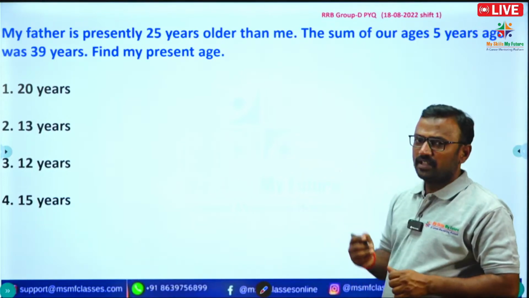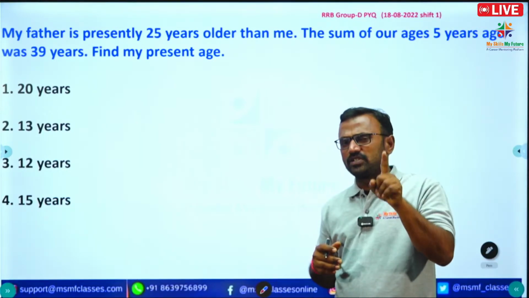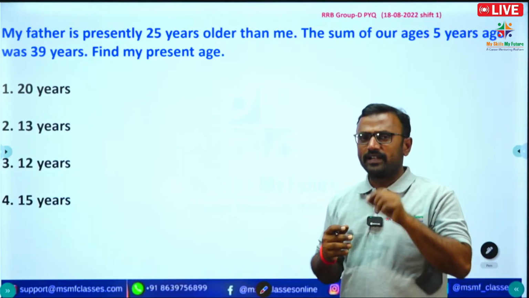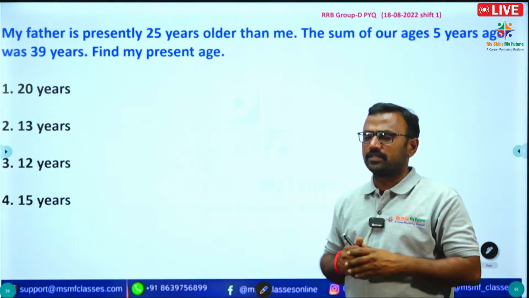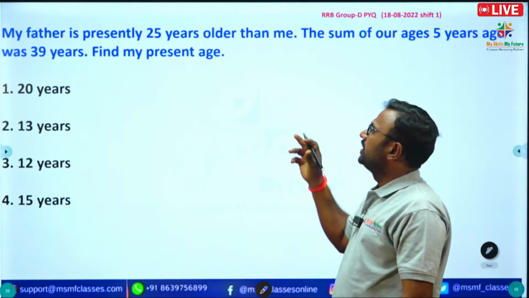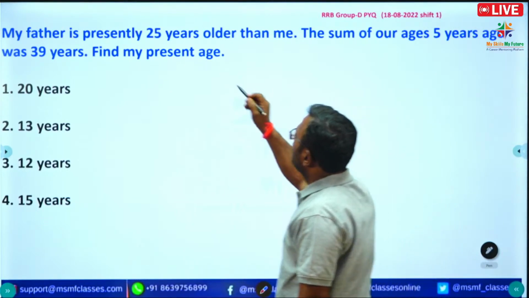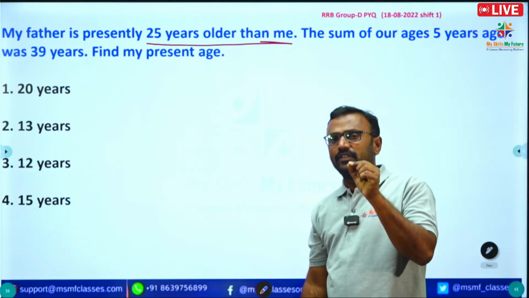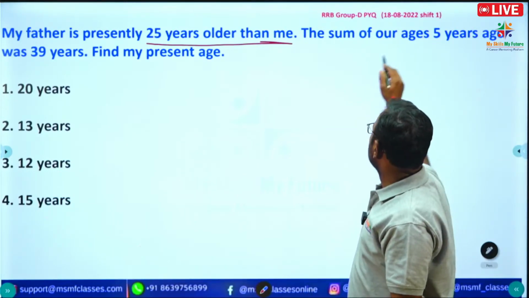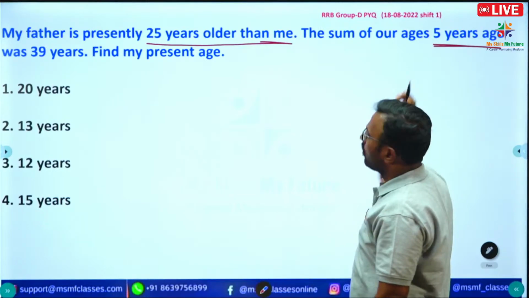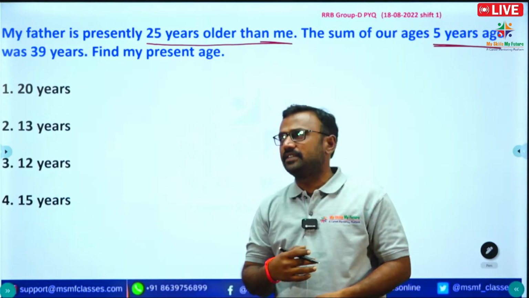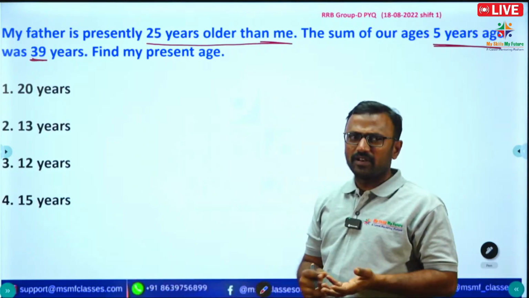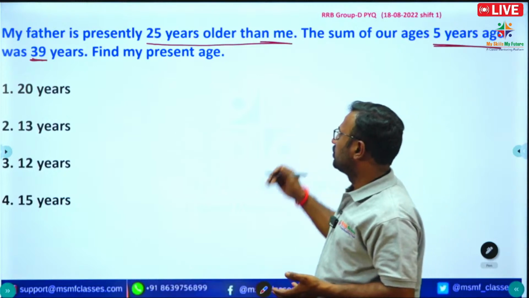The question is based on ages, so surely we see at least one question from ages. So focus on ages problems, you can surely score 1 mark from ages. See the question: my father is presently 25 years older than me. The sum of our ages 5 years ago was 39. There are several methods of solving, so I will give a shortcut method.